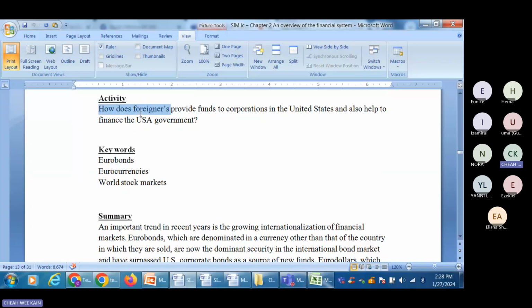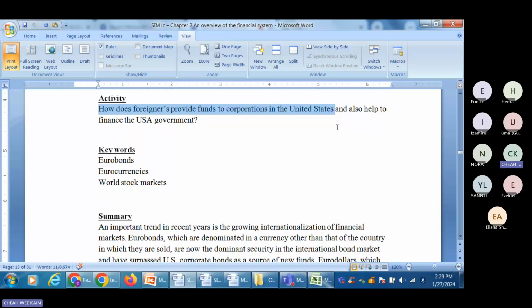How does a foreigner provide funds to a corporation in the United States? Okay, first part. How does the foreigner provide funds to a corporation in the United States? What do you think, Ezekiel? Now you're a foreigner, Ezekiel, because you are from Malaysia. Let's say we are talking from the US point of view. From the US point of view, Ezekiel, you are a foreigner. How do you provide money to the US company?